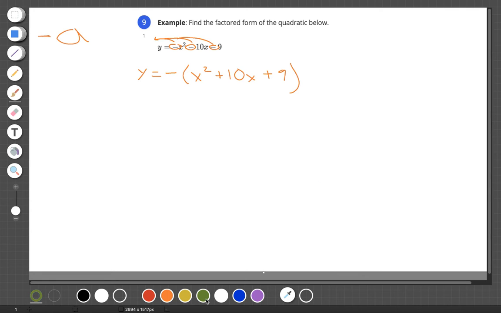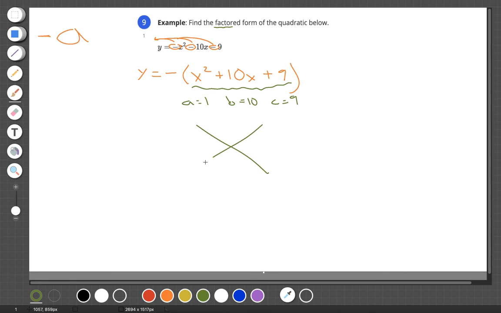Then we're going to factor, but we're just going to factor what's in parentheses. So we can pretend like this doesn't exist for a minute. We'll add that back on at the end. So we just do the same thing we always do, a, b, and c. We have a equals 1, b equals 10, c equals 9.